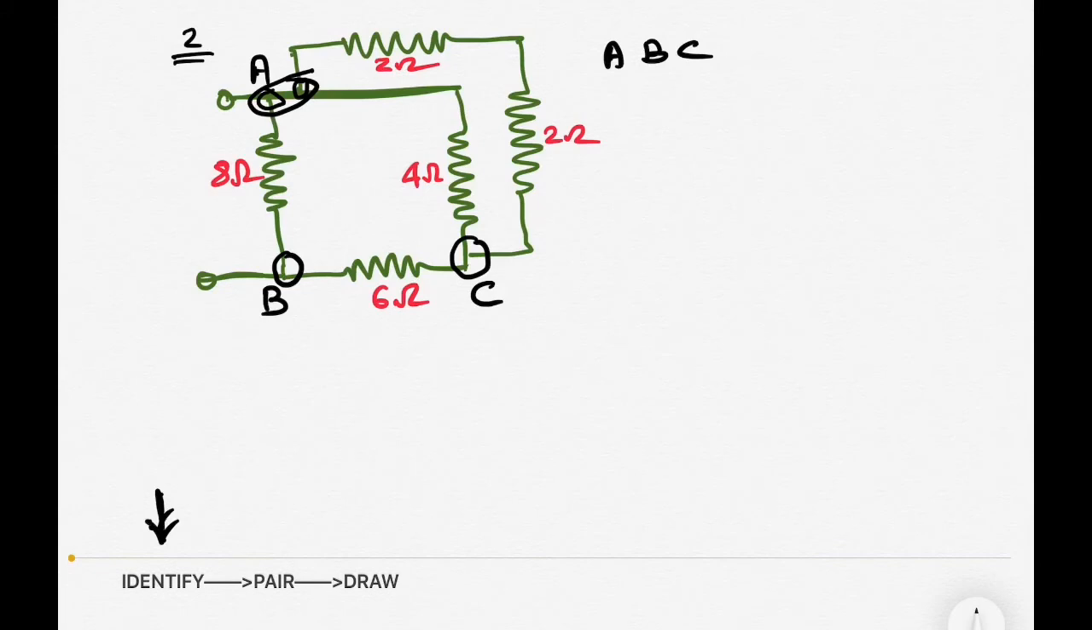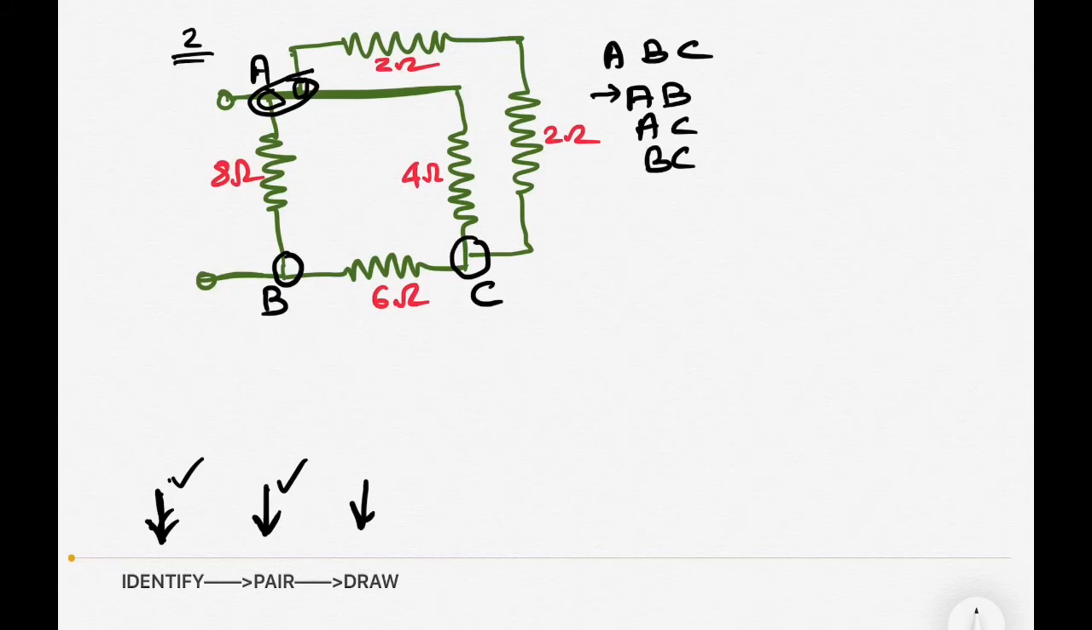Now we go to the second step, pairing of these junctions. So we can have a total of 3 pairs: AB, AC and BC, or you can say CB, same thing. So there are 3 pairs. So we have done the second step, pairing, and we already did identification. Now we have to go to the third step of the process, drawing the electrical element between these junctions for each pair. So first, let's take pair AB.